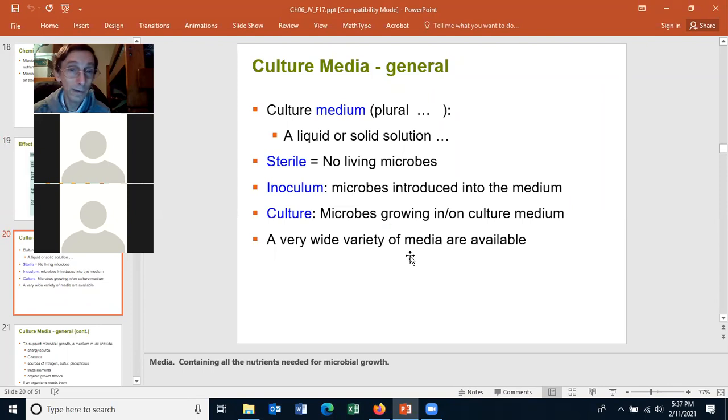When we give it to you in the lab, it's sterile. That means the medium has no living organisms in it, including microbes, and it's usually sterilized in an autoclave. And then you guys inoculate that medium. The inoculum is the microbes introduced into the medium. The culture is the microbes growing in or on that culture medium.